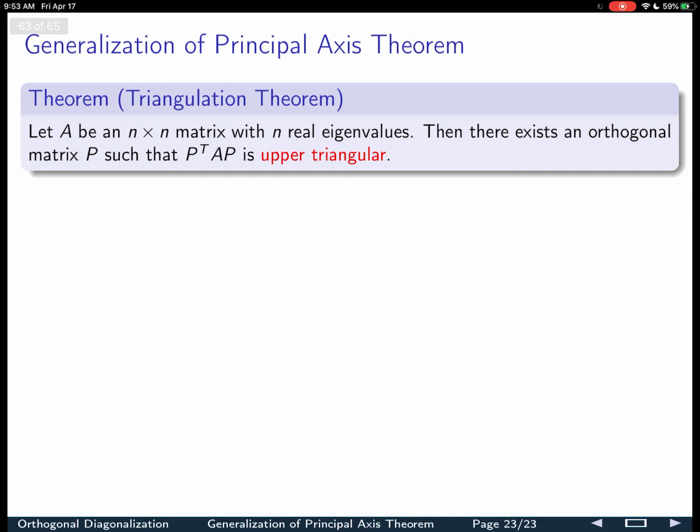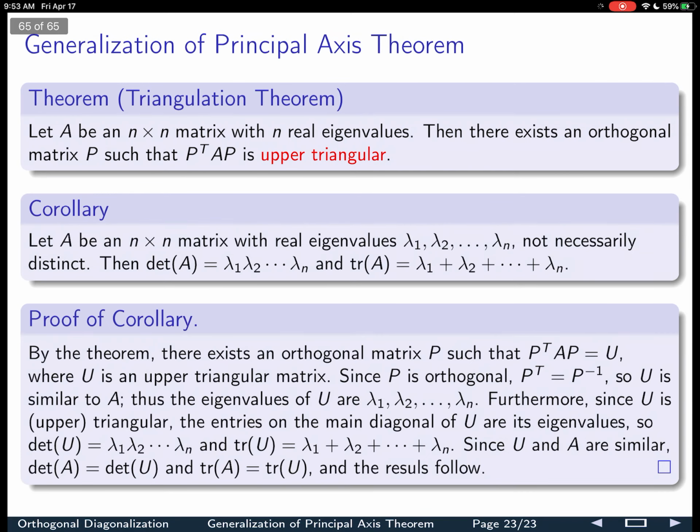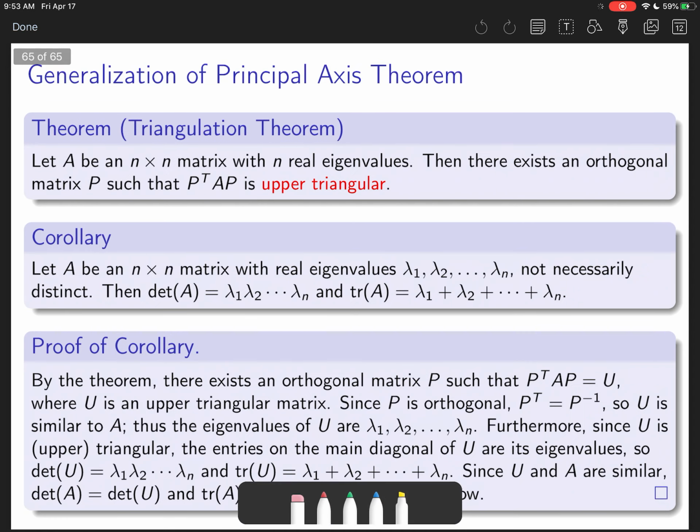Boom. This is the last slide. Here we've got a theorem that they're calling the triangulation theorem. I'm going to do this so that I can start drawing and the drawings don't fade away. A lot of times you will hear this theorem called Schur's theorem. And what this says is that we've got a square matrix with n real eigenvalues.